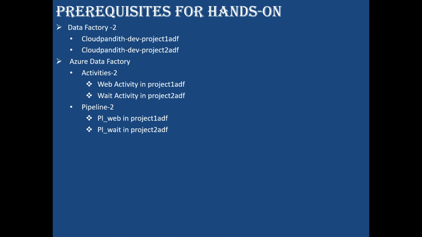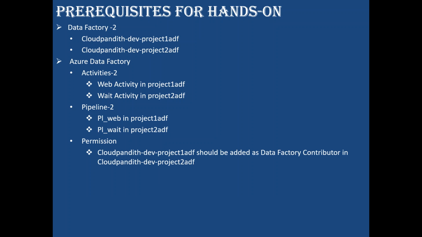Let's say now project1 ADF is making a request to the project2 ADF to run a particular pipeline. But project2 ADF will not be able to recognize the project1 ADF. So for project2 ADF to recognize the project1 ADF, we need to add project1 ADF in the project2 ADF as a data factory contributor. With this permission, data factory 1 can make a request in data factory 2 ADF to run particular pipelines.